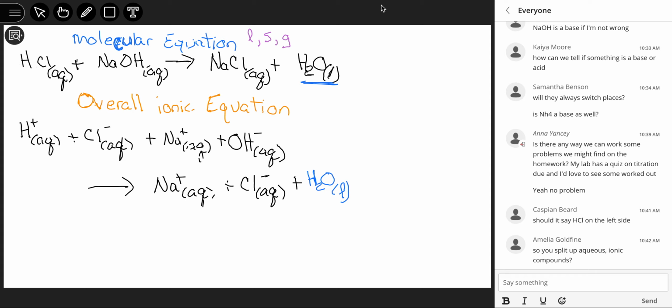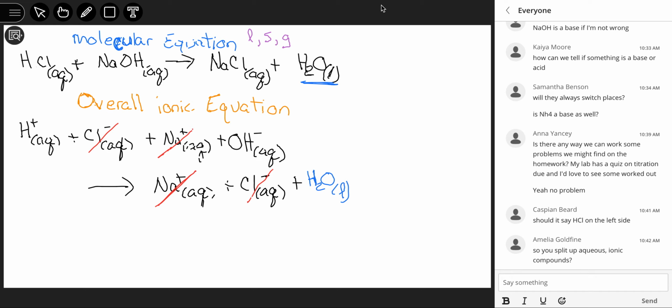Okay, so we've got all of this. Now, some of the stuff on the left and on the right is the same. If it's the same, we can cancel it out. And that's because those ions aren't really doing anything in solution except floating around. Because if you look on the left, the chlorine is Cl minus aq, and it's identical on the right. So nothing really happened to it, and nothing really happened to the sodium either. What's happening is the H plus is joining with the OH minus to make water.